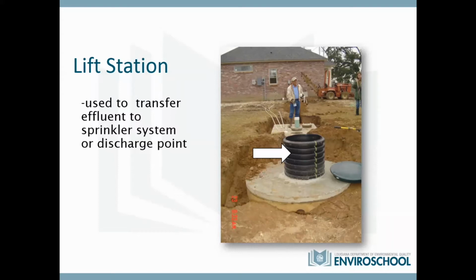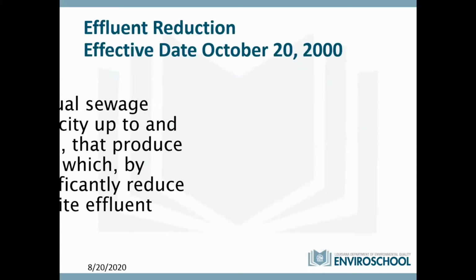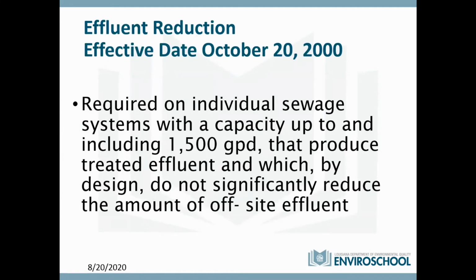Sprinkler systems are becoming more common. They're using in more places, and these are used for those. And sprinkler systems are part of an effluent reduction program that the Department of Health started back on October 20th of 2000. Basically, it required individual sewage treatment systems with a capacity up to and including 1,500 gallons per day that produce treated effluent and which, by design, do not significantly reduce the amount of off-site effluent.